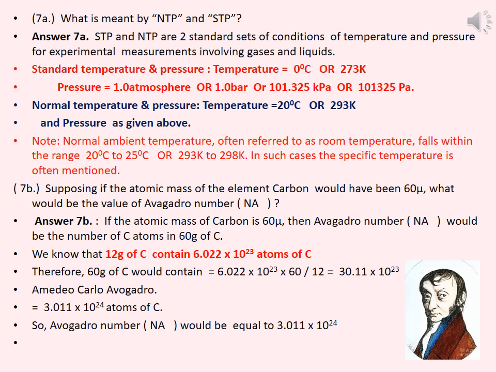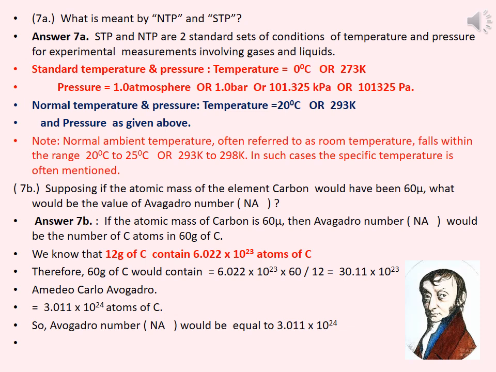Question 7a. What is meant by NTP and STP? The answer is that STP and NTP are two standard sets of conditions of temperature and pressure for experimental measurements involving gases and liquids. You have to maintain certain standards. We use either NTP or STP.